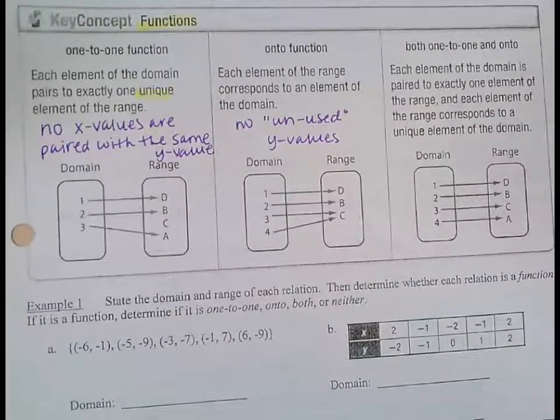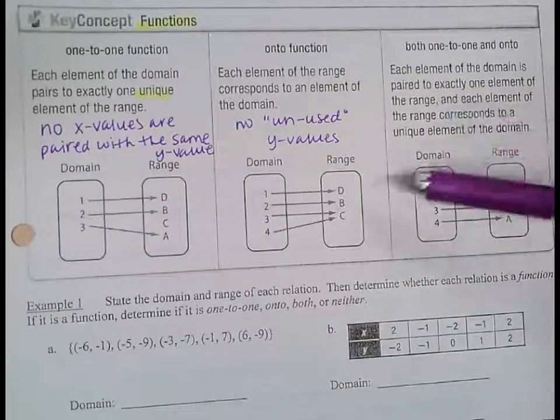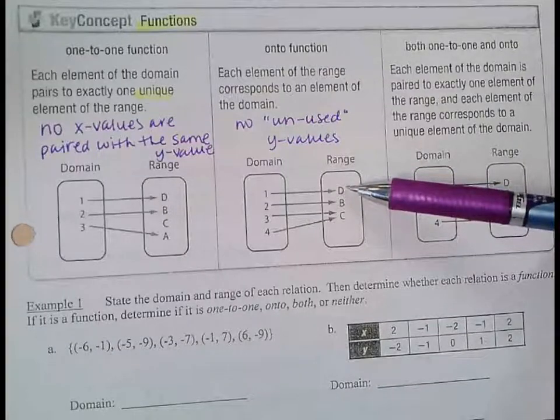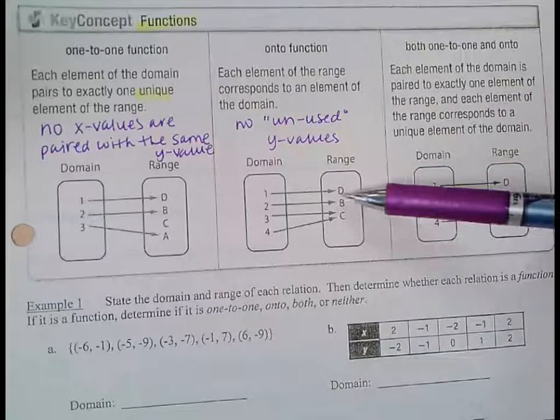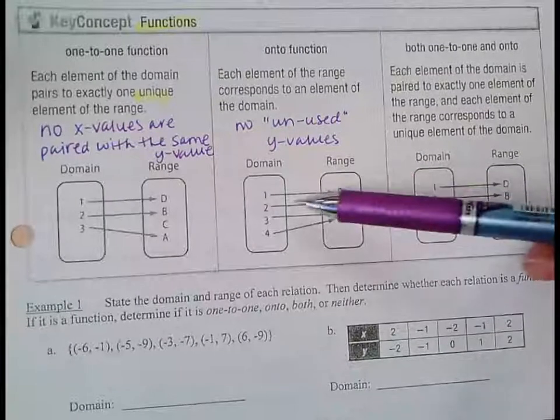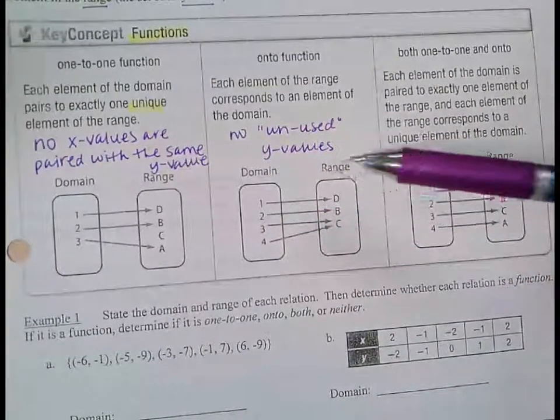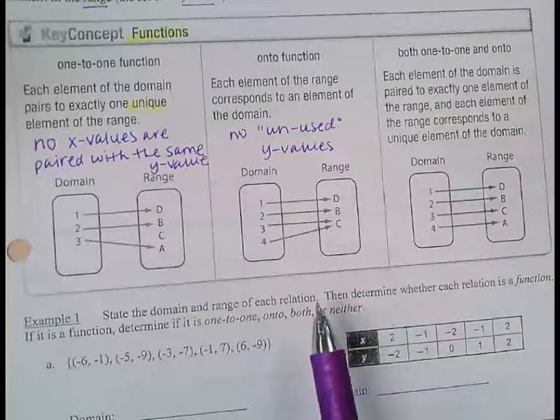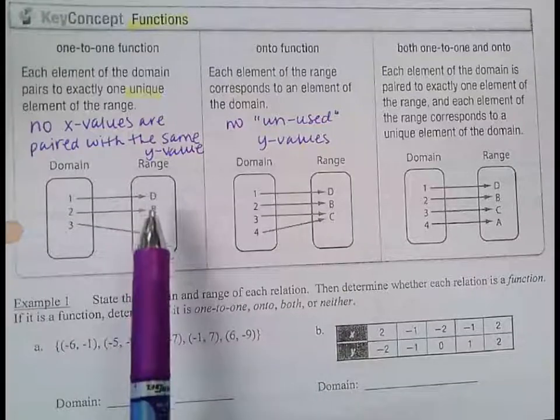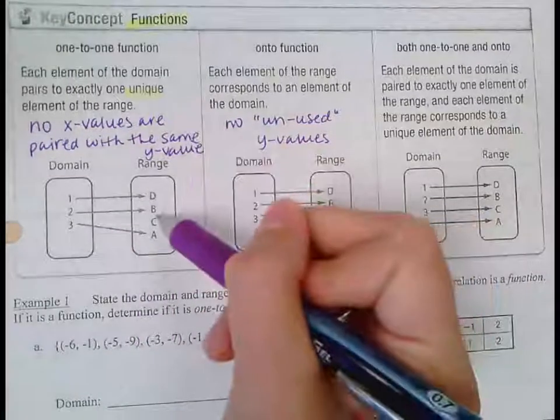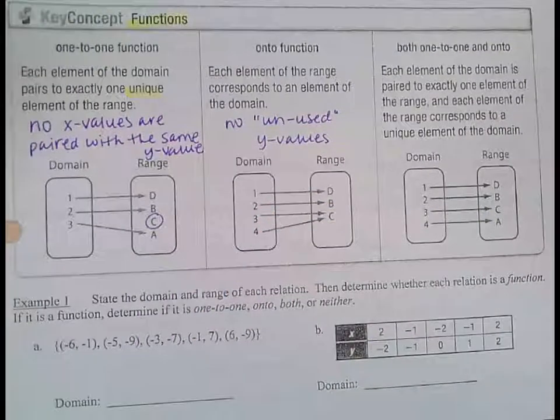And that example in that box is a function that is onto. The reason why is, if you look at the range, you have D, B, and C, and these are all paired with at least one value in the domain. Versus if we look back at that first box, notice here in this range, D, B, C, and A, C is not paired with anything, meaning it's not onto.